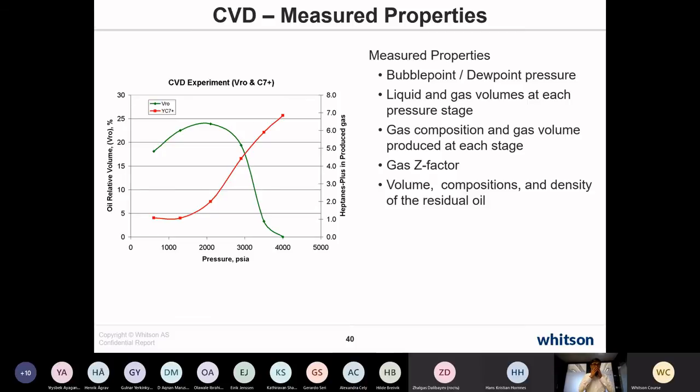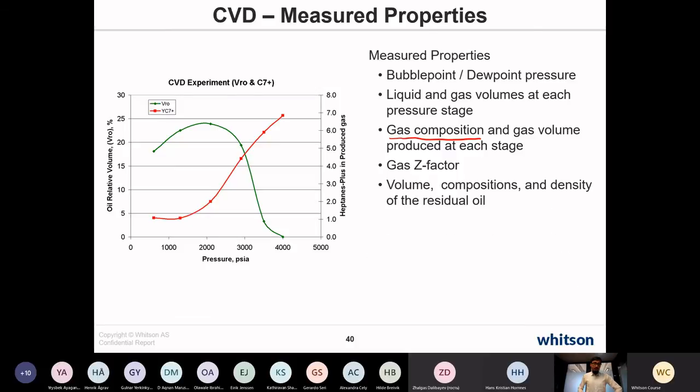So the measured properties in the CVD experiment: we have the bubble point and dew point again, which actually come from the CC experiment. You have the liquid and gas volumes at each pressure state, similar to the DLE. You have the gas compositions, but here again, that's the most important data, and that's where the labs usually give more emphasis to measure it very accurately compared to a DLE experiment. And then we also measure the volumes of the gas produced at each stage, gas factors, volume, composition, and density of the residual oil.